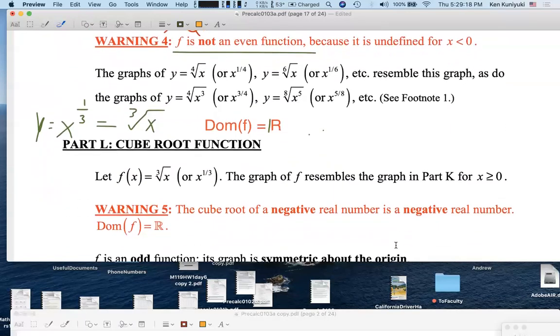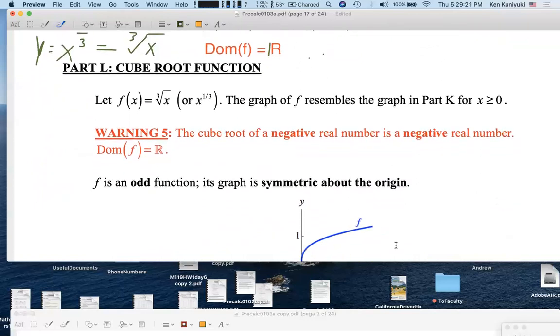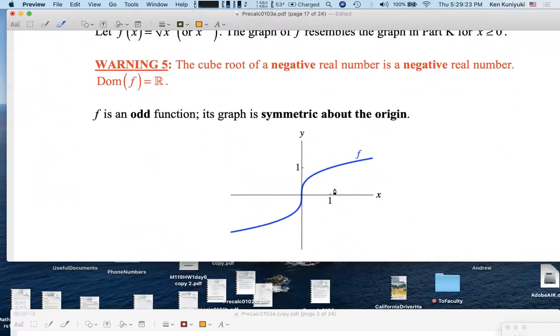So the graph kind of looks like the square root graph in quadrant 1, and you get the origin, but it's an odd function. It is an odd function. Symmetry about the origin, the cube root of -1, for example, is -1.